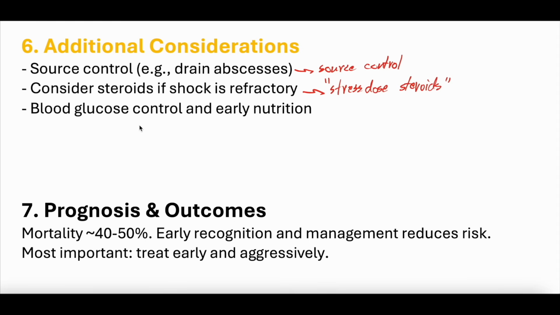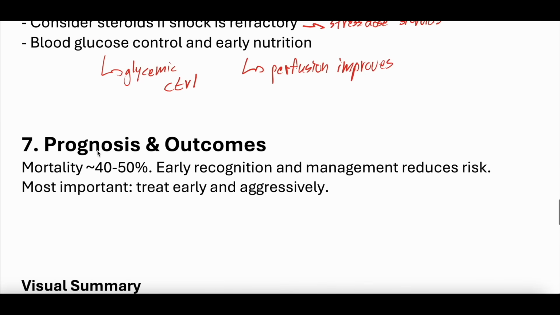And then monitor glucose, as you want good glycemic control, and in addition to that, early nutrition can be important too, assuming perfusion markers are improving, that their vasopressor requirements are going down, maybe their lactate's going down, and consider early enteral nutrition. Prognosis and outcomes, unfortunately, and mortality, as we said, is somewhere between 20 and 50%.